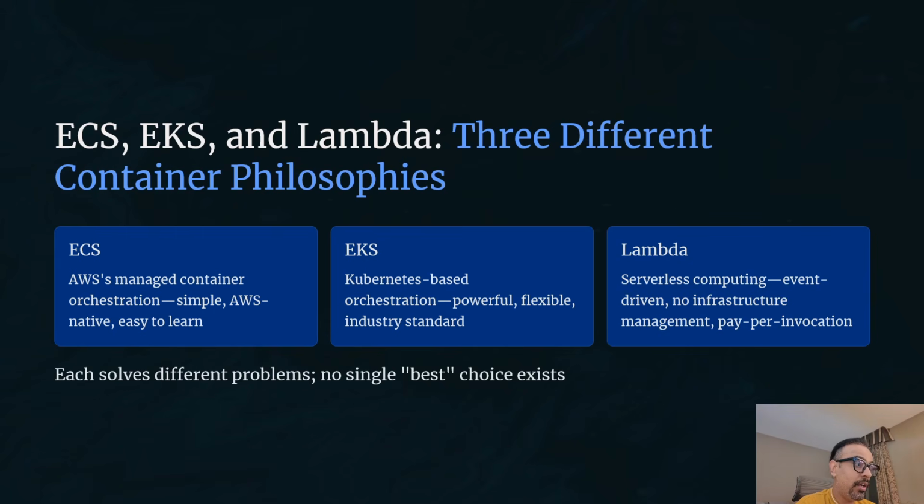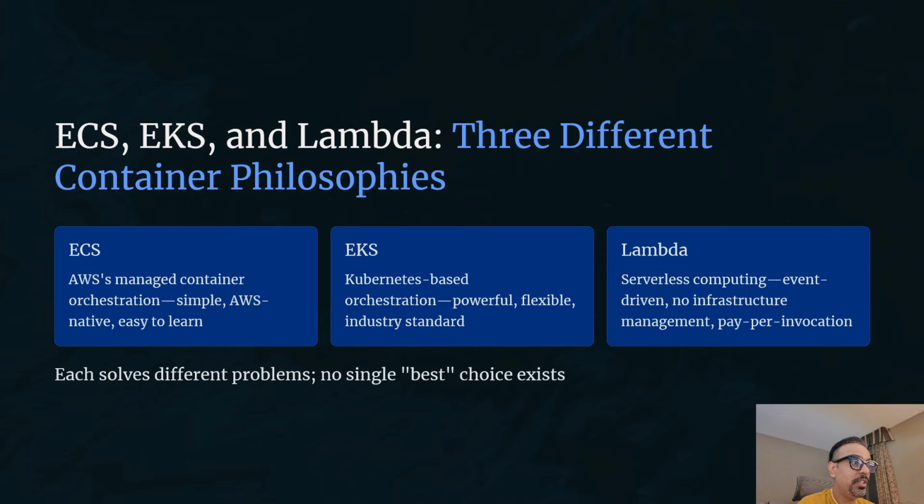Third is Lambda. Lambda is different entirely compared to both of these. It's serverless. You don't deploy containers, you deploy functions. You don't manage infrastructure at all. You write code, AWS handles everything. It's perfect for short-lived, event-driven tasks.